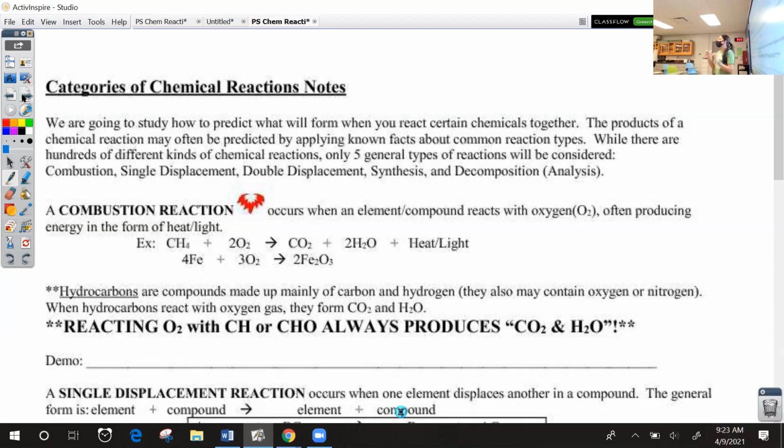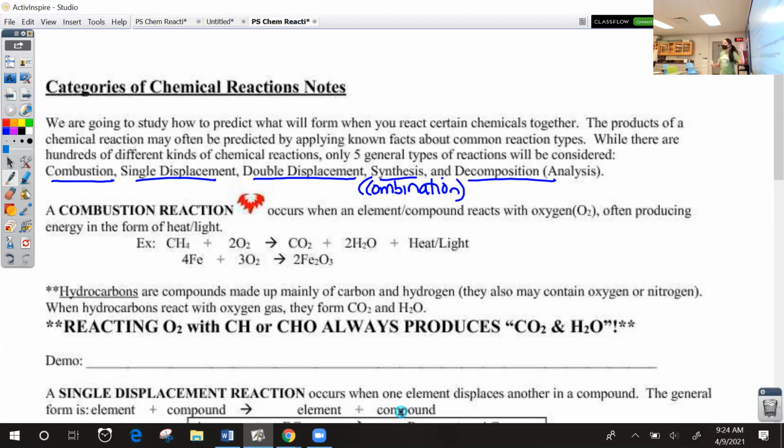Now, even if you take a college level class, so let's say you decide you want to go into pharmacy, medicine, nursing, or engineering. Even engineers will need to take chemistry at the university level. There are still only 5 major types of reactions that are very basic: combustion, single displacement, double displacement, synthesis, which is also called combination, and decomposition. Those are the 5 major types, okay?